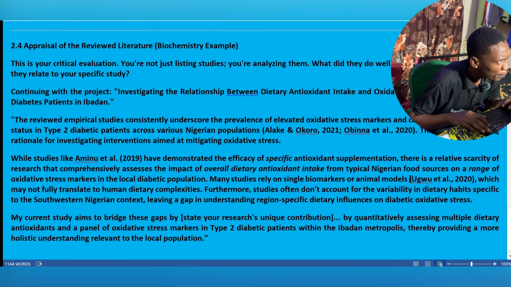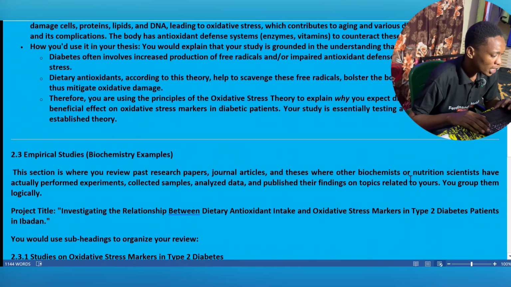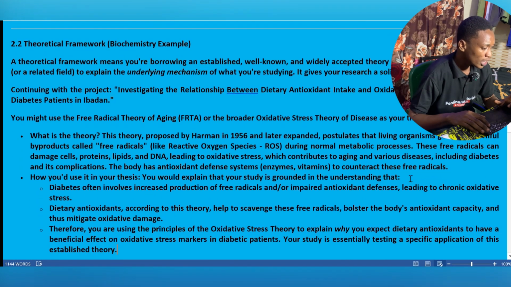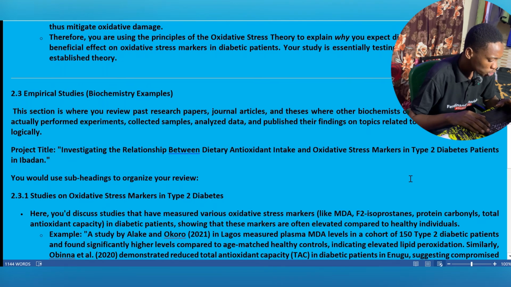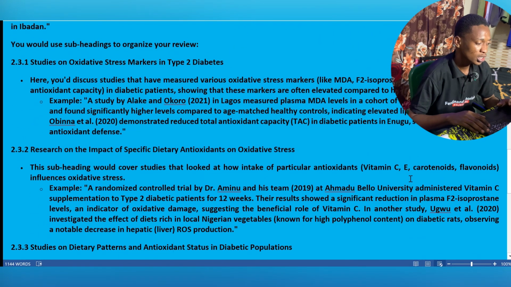And then the empirical studies are all about showing your supervisor that you are reading articles. You are not going to copy all those articles. What you are going to do is, in each article you read, you look at the abstract, you look at the discussion and results, and you look at the conclusion.